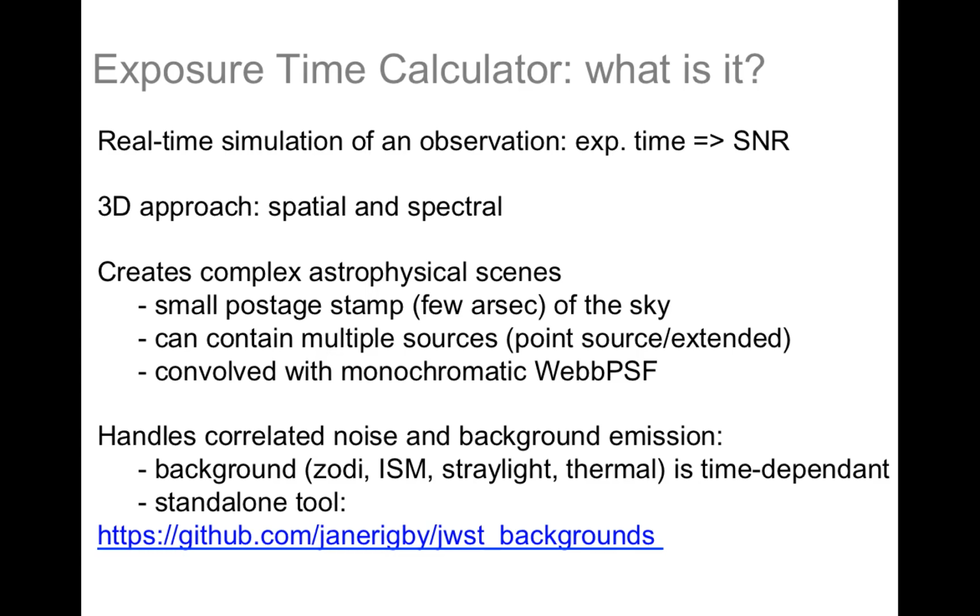So the ETC handles correlated noise, but also the background emission with several components. The background on James Webb is affected by the thermal emission of the telescope itself, the stray light, the interstellar medium, but also the zodiacal light. All this background emission is time dependent, and this dependency is handled quite well by the ETC. If you want to learn more or play with the background emission, there is a standalone tool in Python that is available on GitHub.